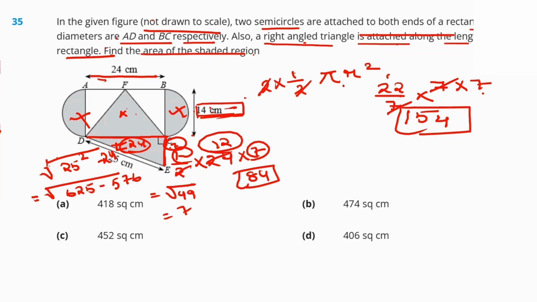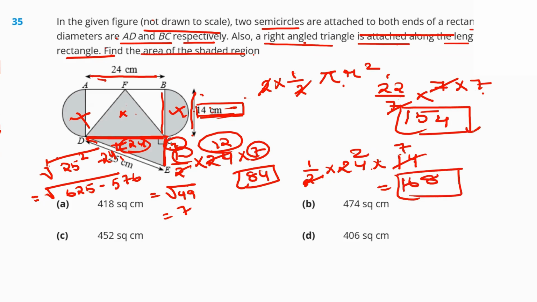Again, half into base into height. So half into base again for this is 24. It shares its base with the right angle. 24 into height for this one is 14 centimeter. That's the height, 14 centimeter. Okay. So 2 sevens are 14. 24 into 7, 7 4s are 28. Carry 2, 7 2s are 14 plus 2, 168.